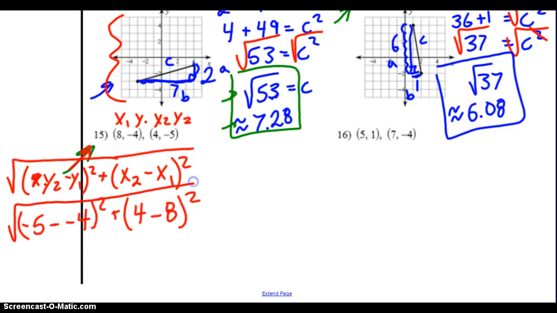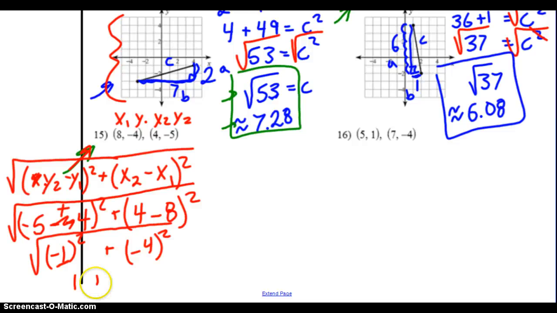Don't forget the square root over the whole thing. And now we can simplify the first. Remember, minus negative will be a positive, so negative 5 plus 4 is negative 1 squared. 4 minus 8 will leave us with negative 4 squared. There's a square root over the entire thing. Negative 1 squared, negative 1 times negative 1. Remember, negative times negative is a positive, so negative 1 squared is 1. Negative 4 squared, negative 4 times negative 4 is 16. Don't forget the square root of the whole thing.